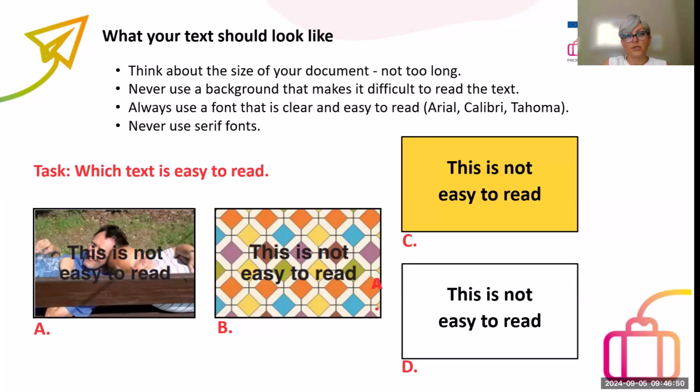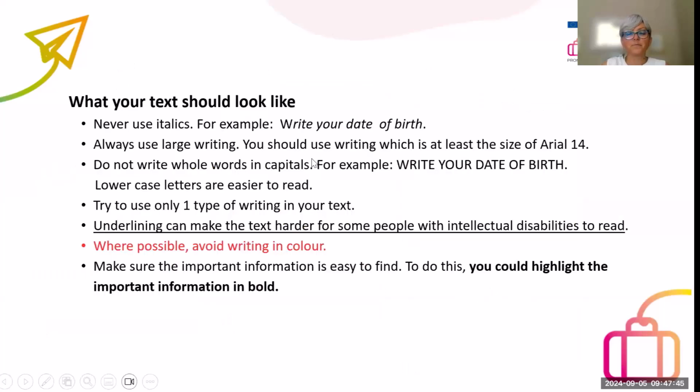And now you have 4 pictures, A, B, C, and D, and I would like you to put in a chat the letter of the proper text. Which is the proper text in easy to read, in your opinion? Answer in the chat. Yes, the one that has no background is text D. Okay, so this is the easy to read format.